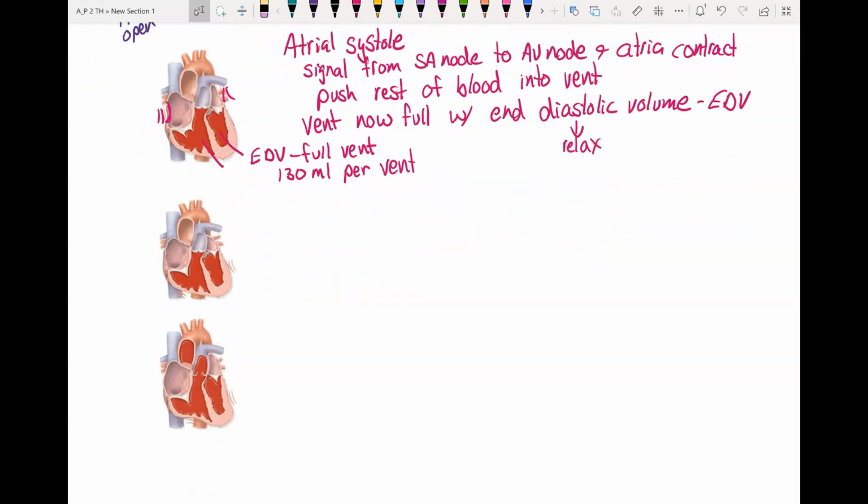Next, we're ready for the ventricles to contract. So now we have the ventricles contract in two stages. So we're going to have early ventricular systole, then late ventricular systole. So now that signal is in the Purkinje fibers. Remember, the signal comes down the septum, it gets to the apex, and then it starts to go up the Purkinje fibers.